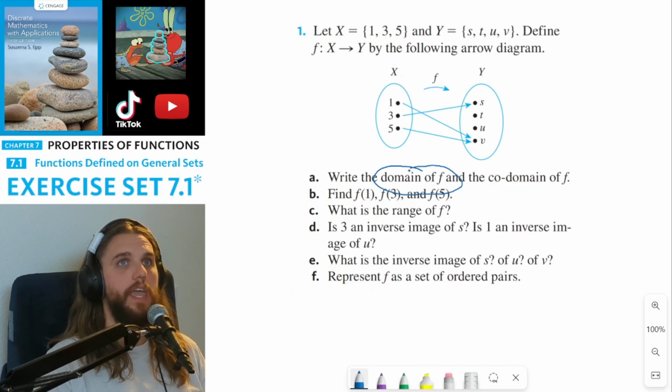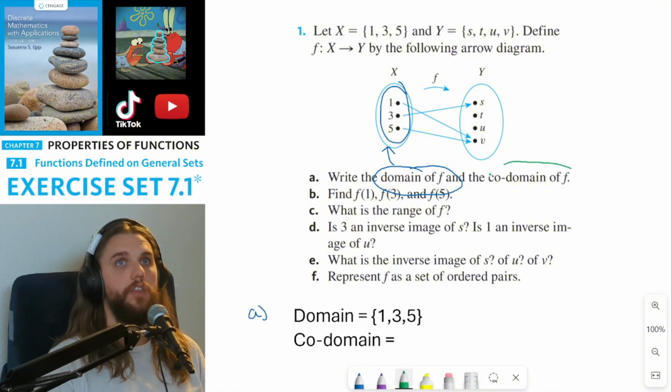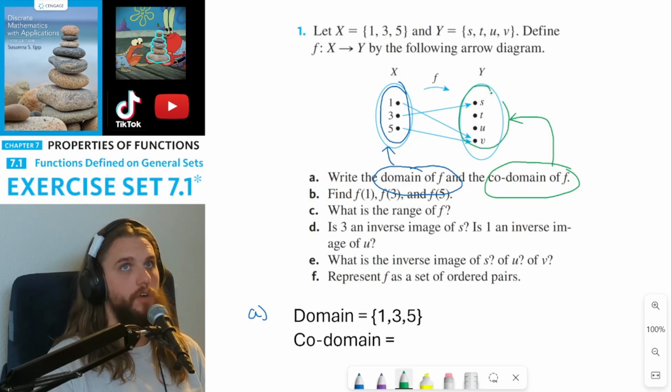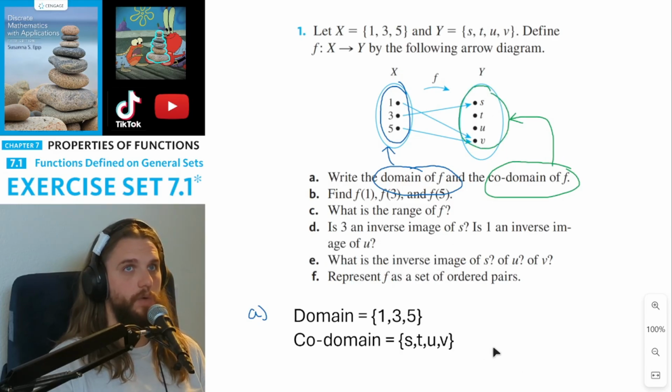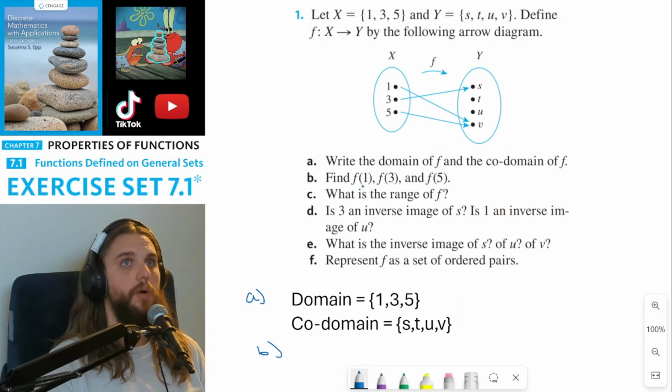Now, the domain of f is the left side of this arrow diagram. It's specifically the set X. The codomain of f is the right side of the arrow diagram, which consists of the letters S, T, U, and V. And that's the answer to part A. Part B says, find f of 1.